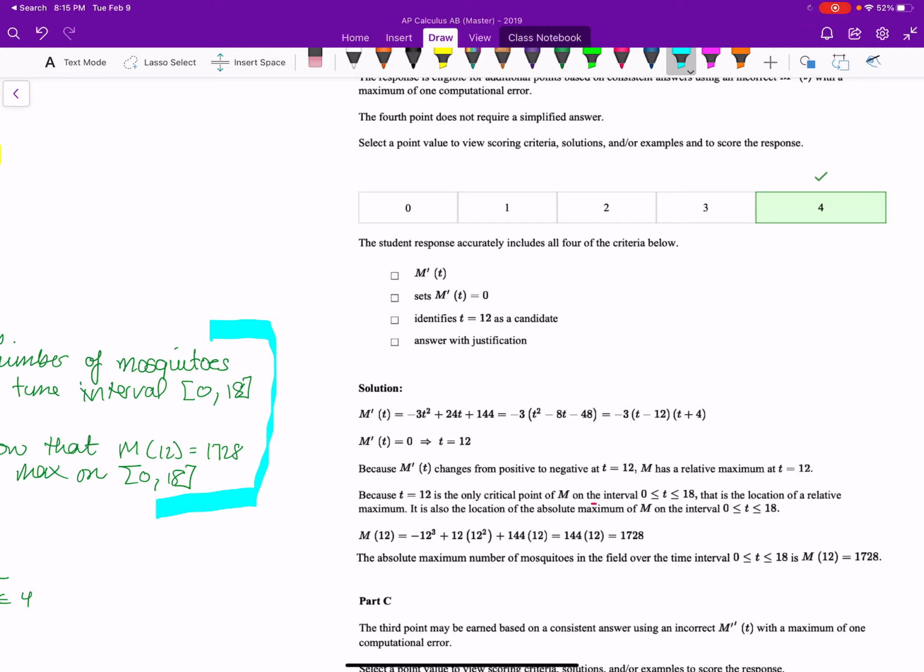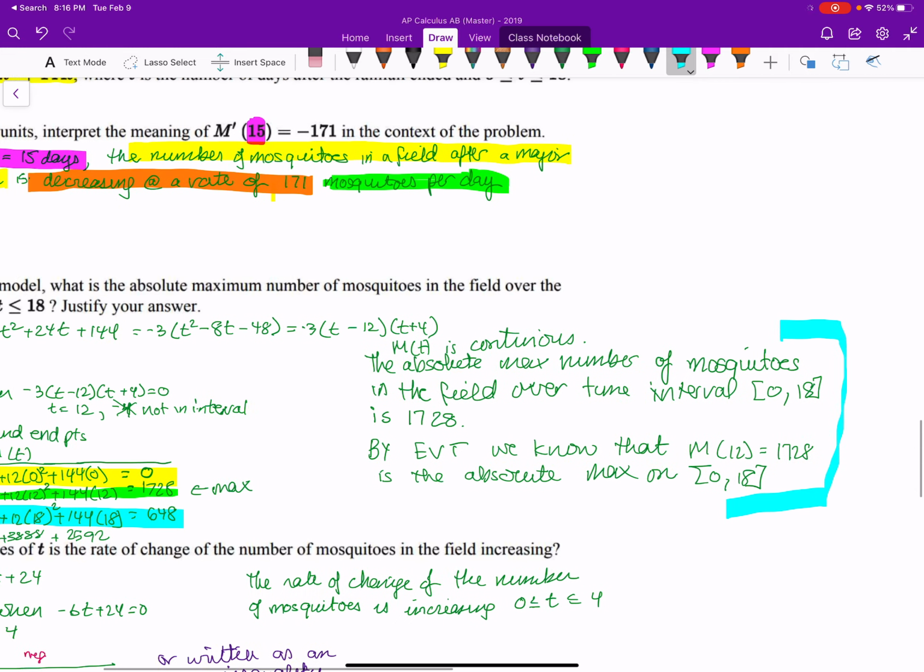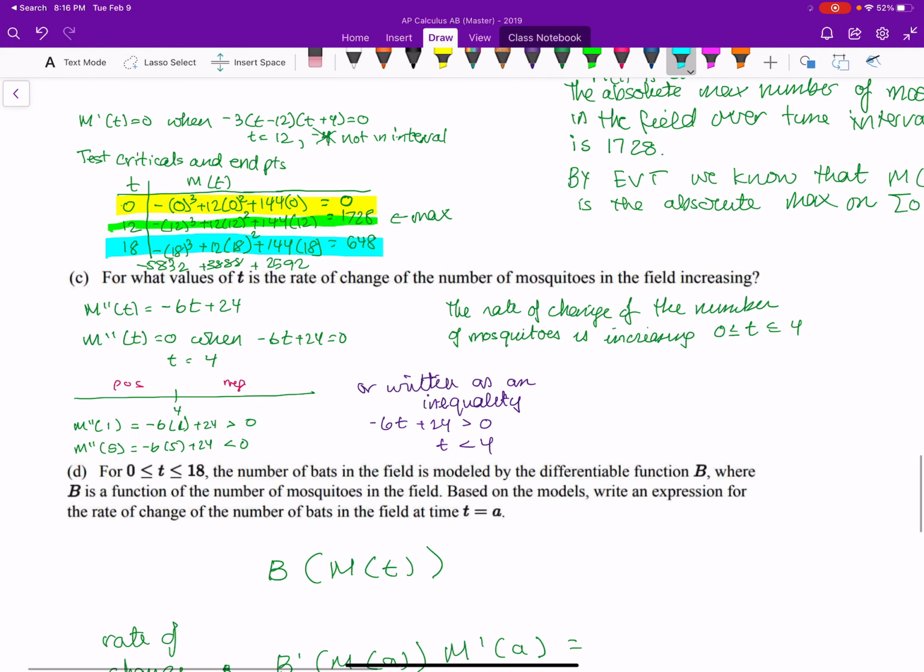The justification, the second part, where I'm talking about the EVT and testing the endpoints, that's actually just the 4th point. So if you messed up on that part, at least you're getting most of the credit for it. All right, part C.